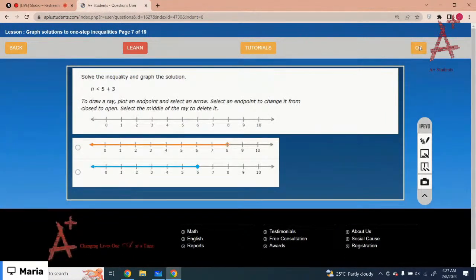Okay, the next one is N is less than 5 plus 3. So 5 plus 3 is 8. That means N is less than 8. So which option is the correct one?